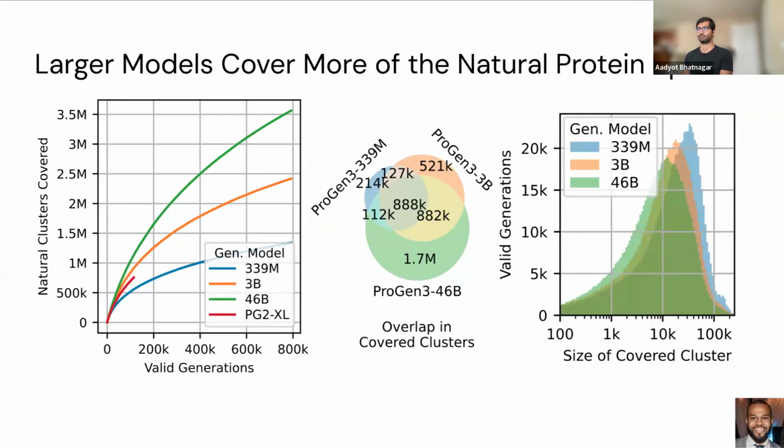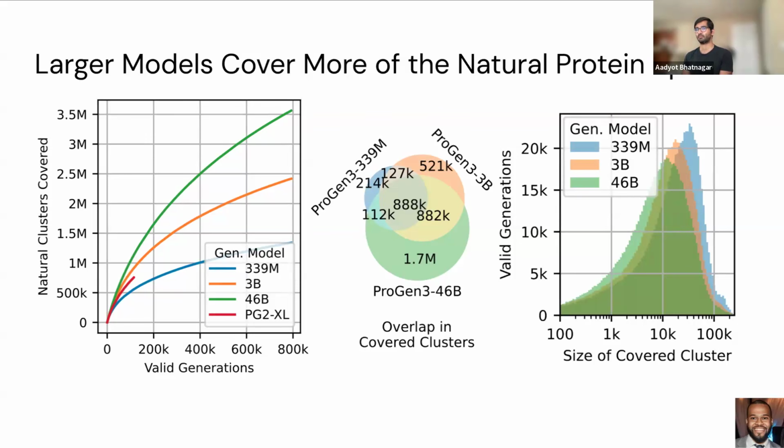Okay. You also asked, what about the generations below 40% ID? For the generations below 40% identity, I don't have those in this presentation. There's more detail on those in the paper itself, but I think the TLDR is that the larger models maybe do a little bit better at those generations, but the differences aren't huge. One thing that is cool, though, is all three of these models are able to generate expressing proteins that are less than 30% identity to any known natural.